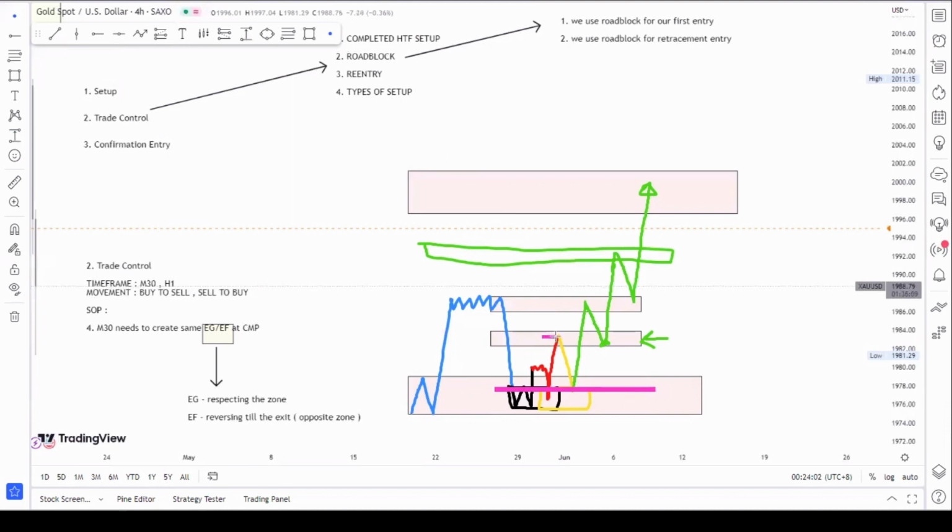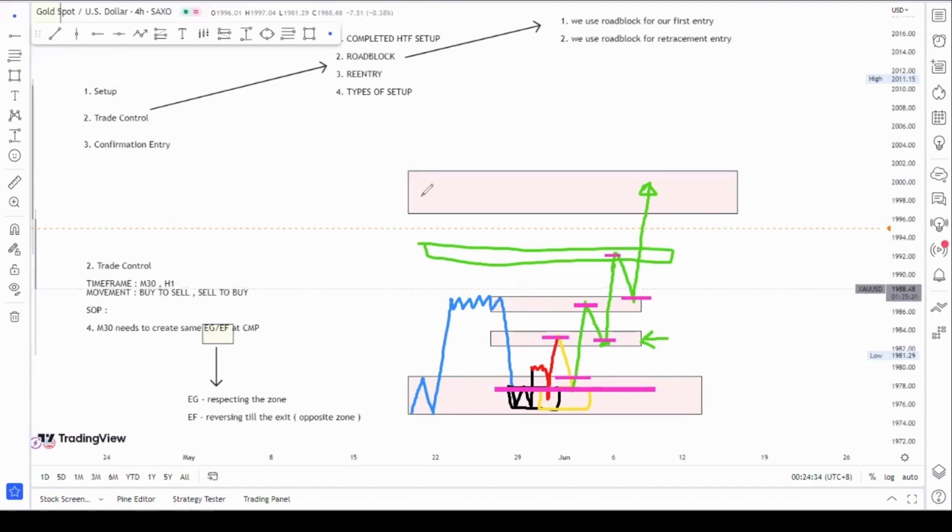We just sell a little bit here on the roadblock, and then it went up. At first we enter here, it goes up, we sell here because of the roadblock, it goes down again into the trade control, and then we buy again, and then it goes up, and then we sell again, it goes down, we buy again, it went up, we sell again, we buy again.